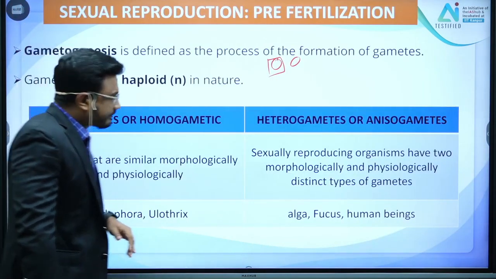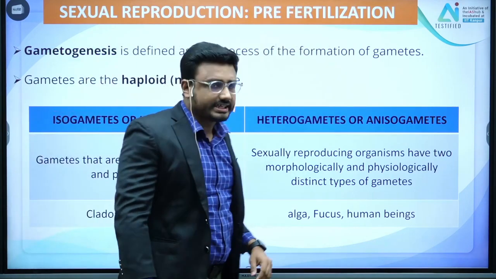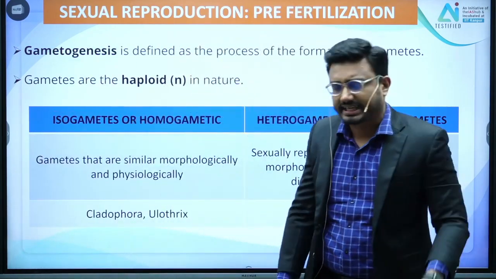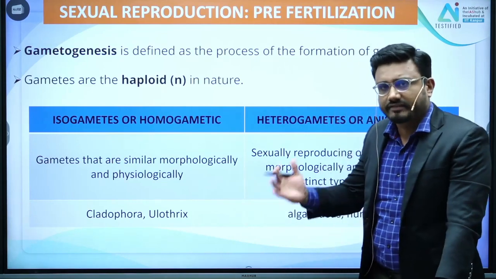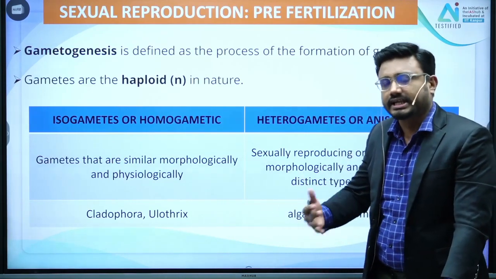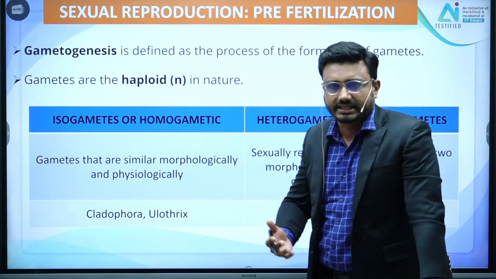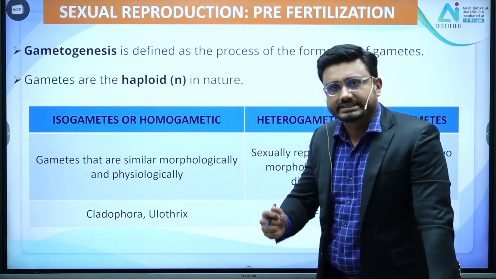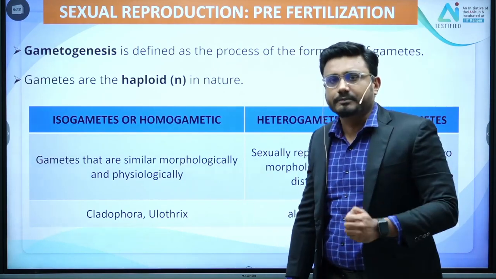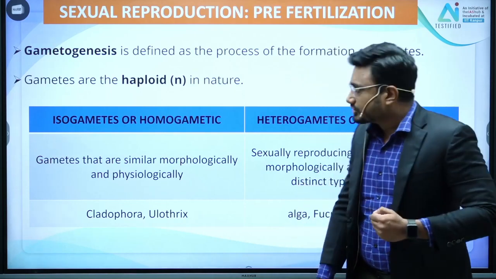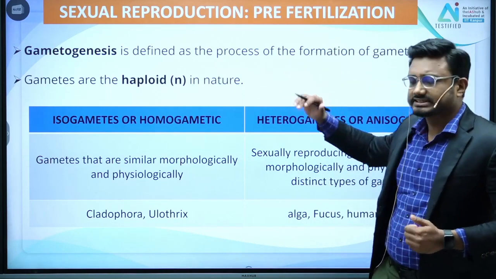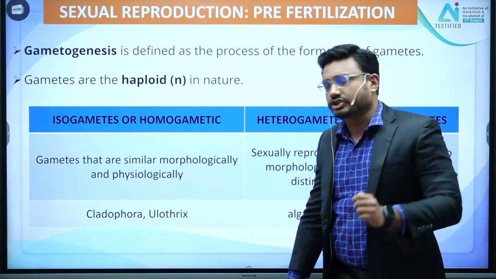So sexual reproduction. Sexual reproduction is divided into three parts. That is pre-fertilization, the events that happen before the fertilization process. Then we have the fertilization process, and after that we have the post-fertilization process. So now let's go through the pre-fertilization that happens in the case of sexual reproduction.